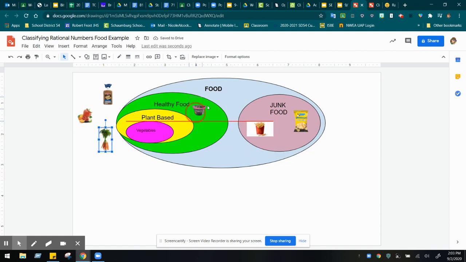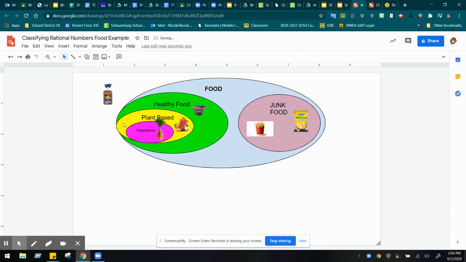Carrots. Carrots are a food, obviously. They're a healthy food. They are a plant, and they're a vegetable. So a carrot would go into that smallest category, which means it's all of those other things. It's a vegetable, it's plant-based, it's healthy, and it's food. Fruit, it's food. It's a healthy food. It is plant-based, but it is not a vegetable, so I'll leave that in the yellow category.